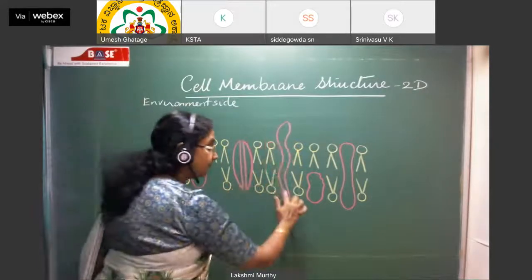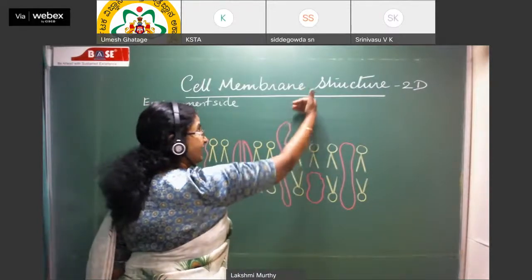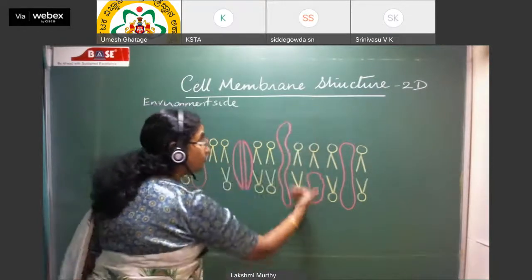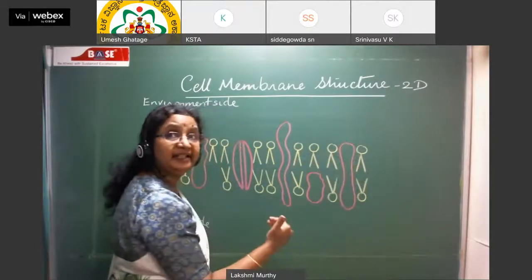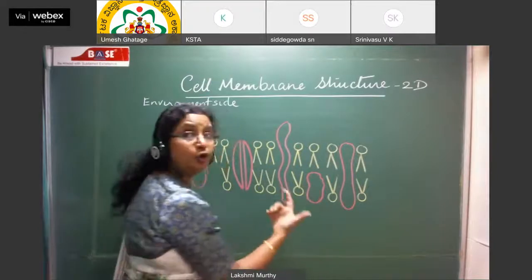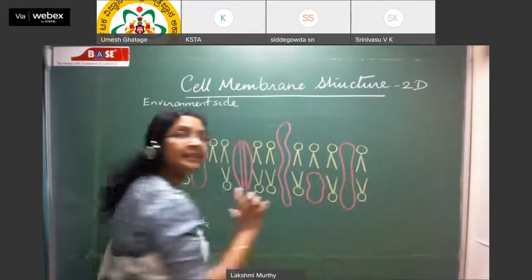This is not only embedded throughout the bilipid layer, it is also going to be extending or projecting outside on both sides. This is also present across both the lipid layers. Whereas this one is a monotypic protein. It is present only across a single lipid layer.